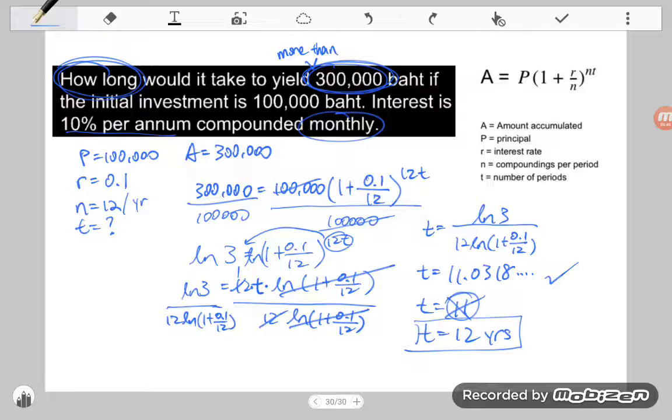Hope you guys get the idea of how to apply this formula here. That is a very useful formula, and you become familiar with it from practice.